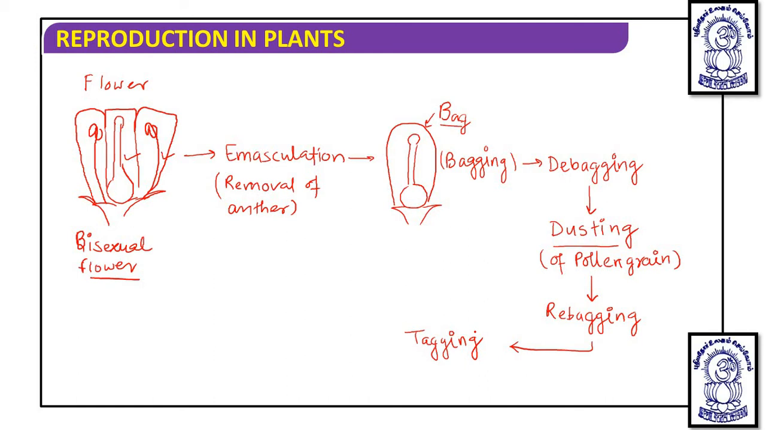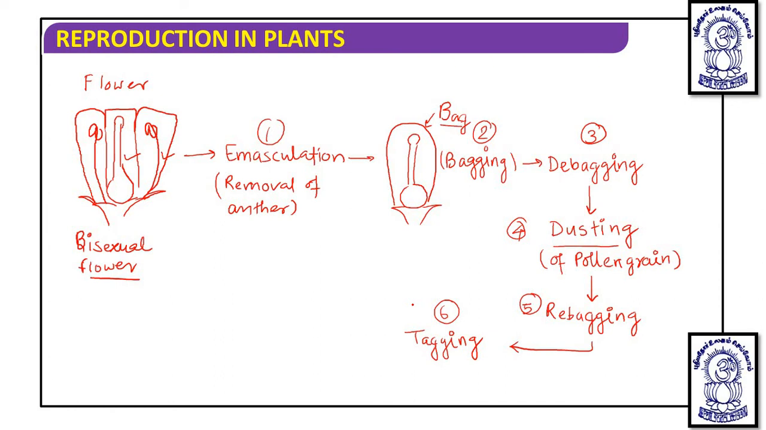So in a bisexual flower, to carry out artificial hybridization, first we need to perform emasculation. Then the bagging will be performed, then debagging will occur, then dusting will be carried out, then rebagging will occur, and then tagging will occur. You will get a question from this, identification of the correct sequence.